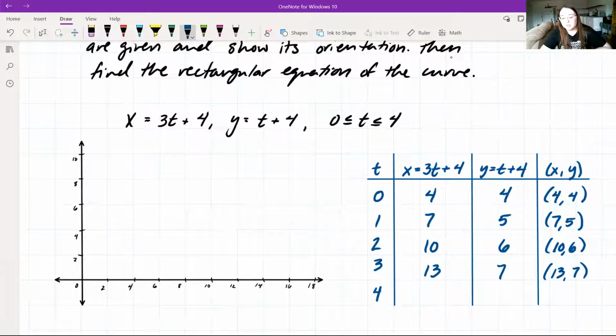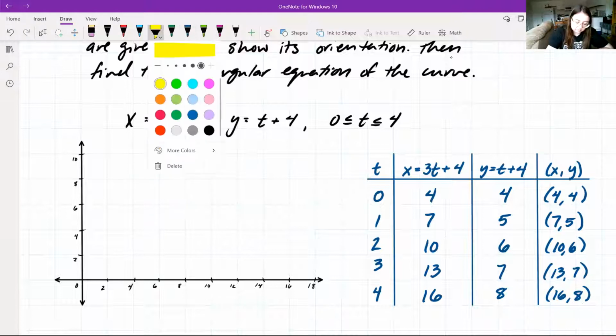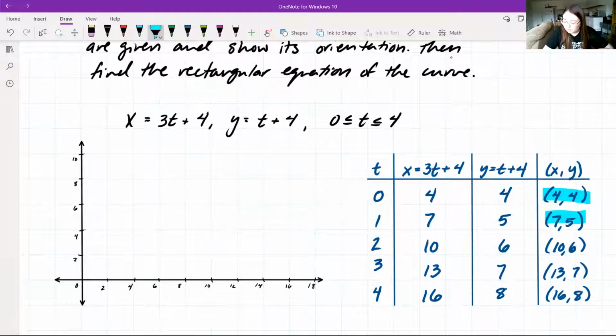Then our last value, t is equal to 4. 3 times 4 is going to be 12, plus 4 is 16, and 4 plus 4 is 8. So we get our last ordered pair at (16, 8). So our ordered pairs here are going to be useful when we go to graph. So let's go ahead and graph our ordered pairs.